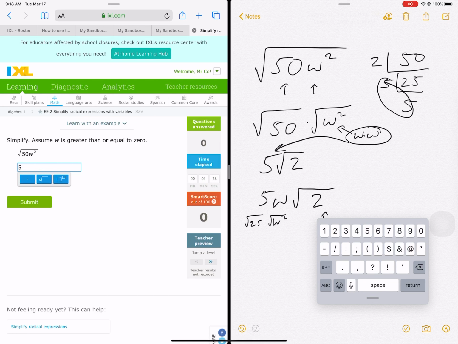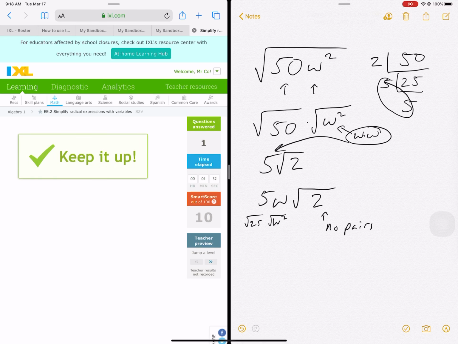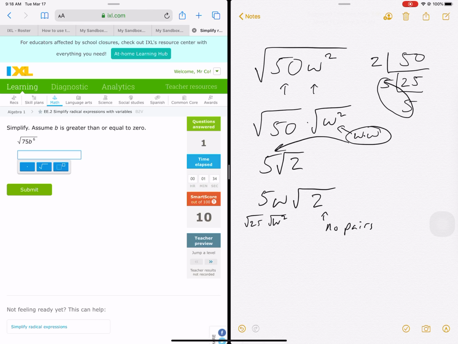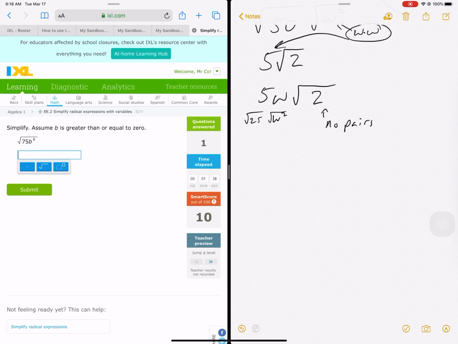5w, the letter w, square root of 2. Keep it up. All right. Let's do the next one. It's a square root of 75b to the 6th. Now, let's break up these numbers. Remember, we'll do 75, and then we'll do the letters next.